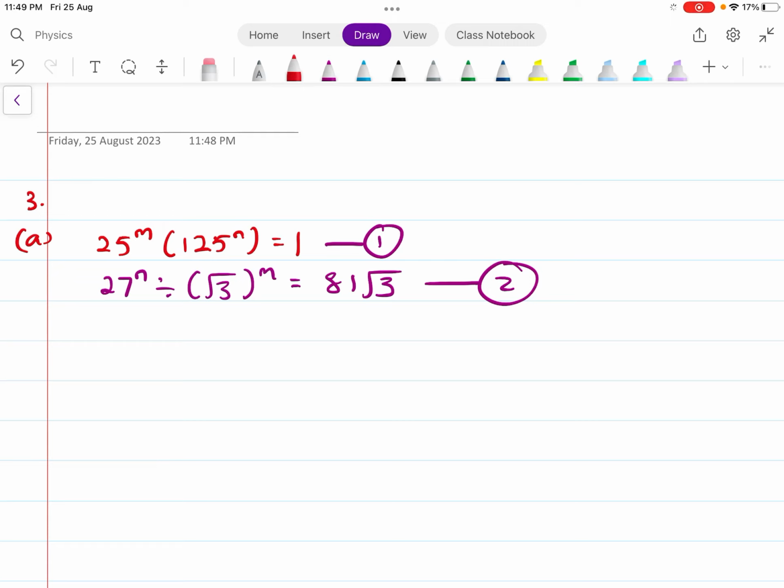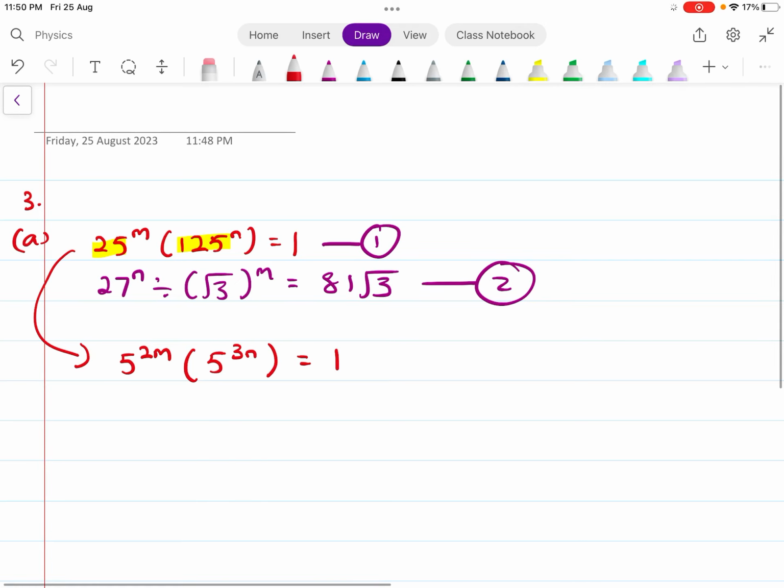For the first equation, the first thing I want to do is make everything in terms of the same base. If you look at 25 and 125, I can make them into 5 to the power of something. So for 25, I can put 5 squared, not forgetting the m. 125 is 5 to the power 3, then of course n, equal to 1.